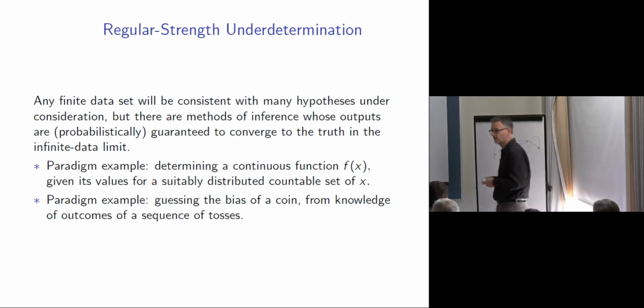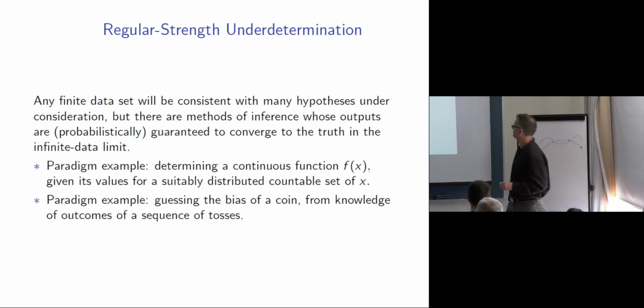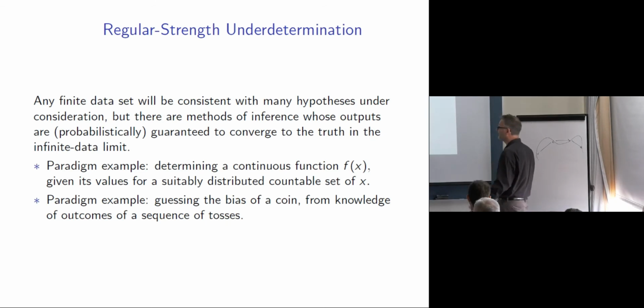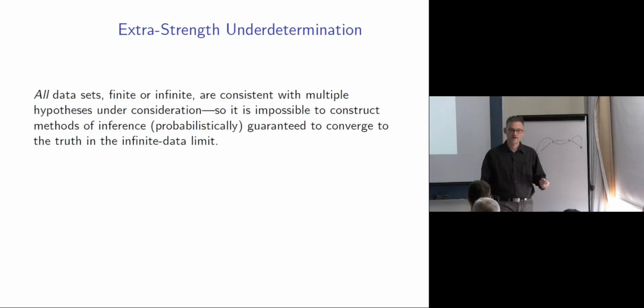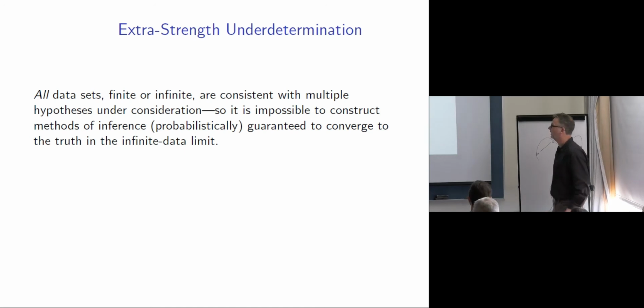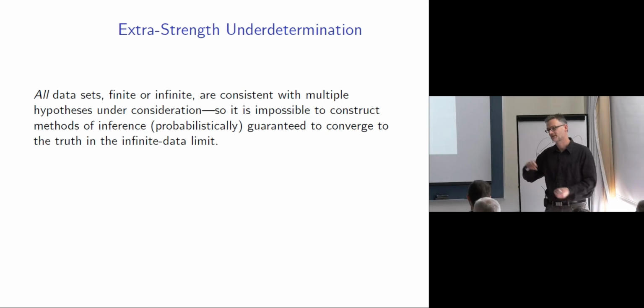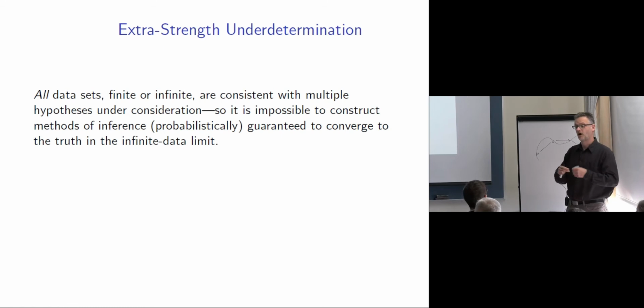So we're pretending it can't happen. Okay. Regular strength underdetermination. But of course, there's also extra strength underdetermination. This is the setting in which all data sets, whether finite or infinite, are consistent with multiple hypotheses under consideration. So it's impossible to construct methods of inference that are probabilistically guaranteed to converge to the truth in the infinite data limit. Right? If the whole infinite data set is consistent with more than one hypothesis, then there's no way we can be guaranteed to converge to the truth, because our method is going to have to pick one of those hypotheses. But if one of the other ones is true, then we didn't get to the truth.